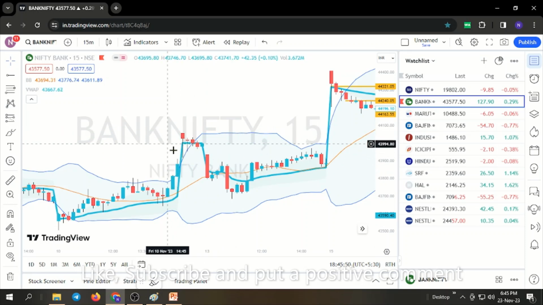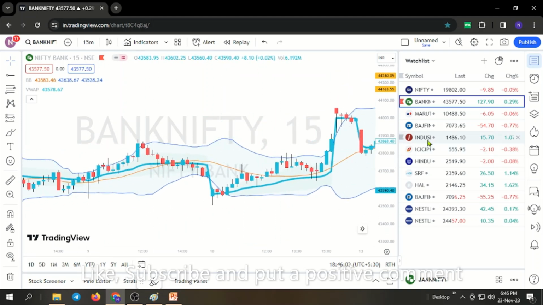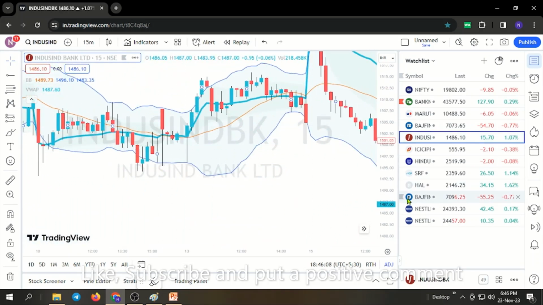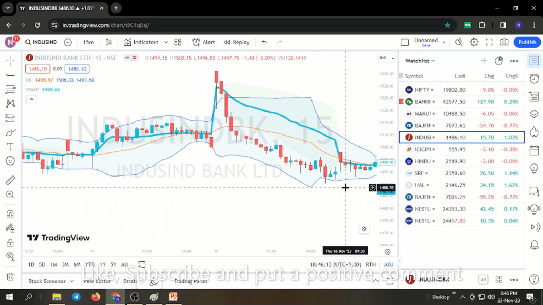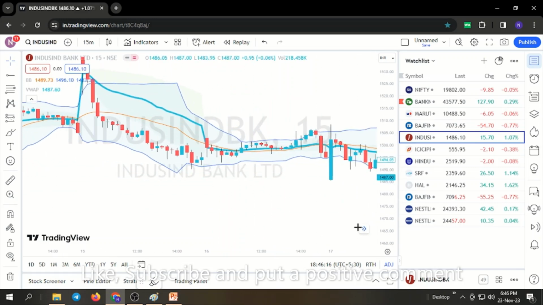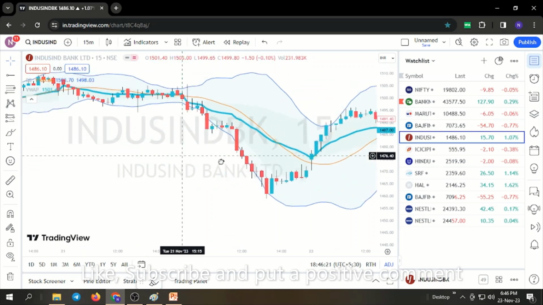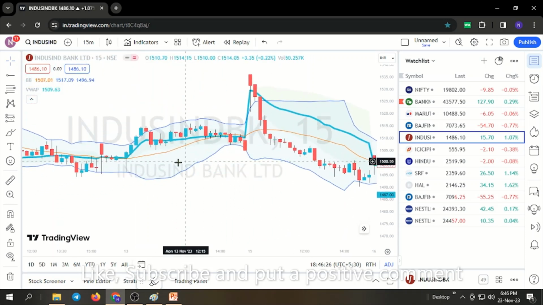We worked a similar kind of thing. Candle formed out of the Bollinger Band. When price comes inside and the candle closes below VWAP, this is your profit. Now we'll see something at the bottom. We'll search and we'll see a gap down somewhere. These things will happen more on Nifty, Bank Nifty, Fin Nifty. In these indexes, it will happen more frequently.